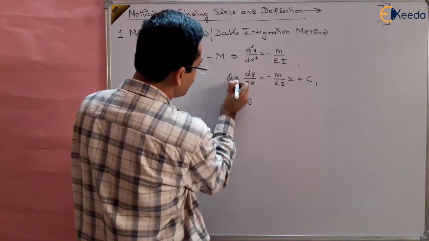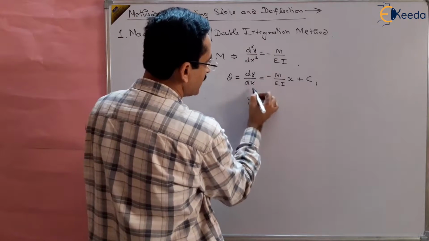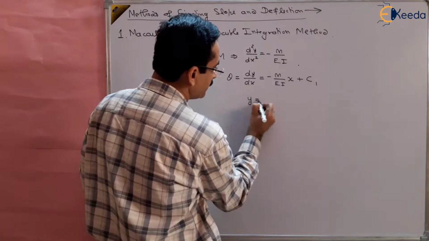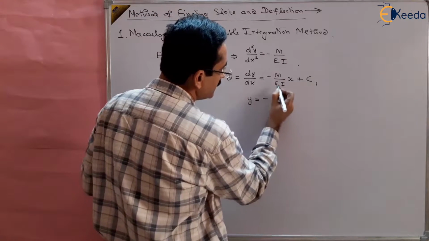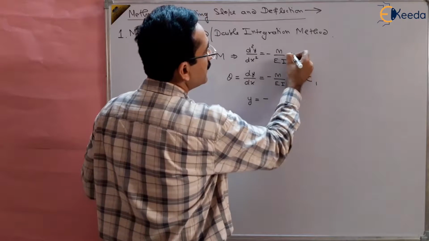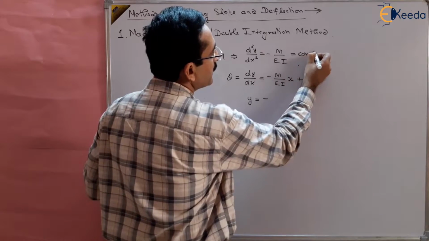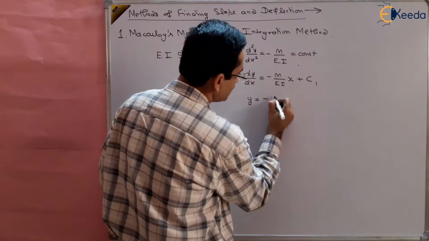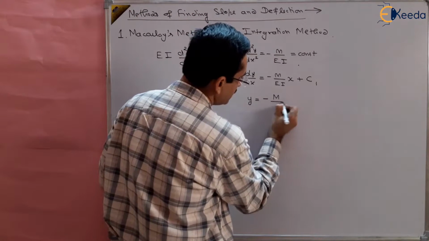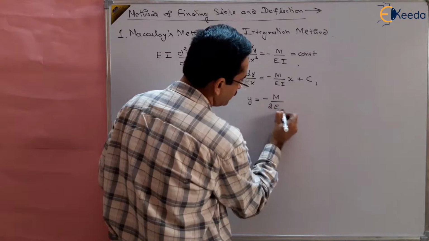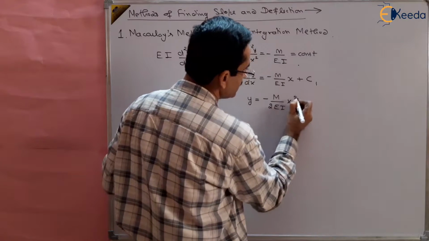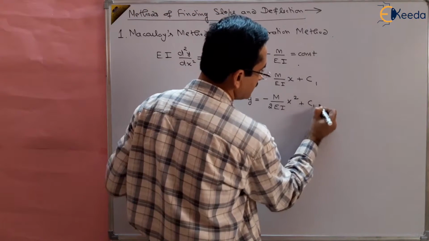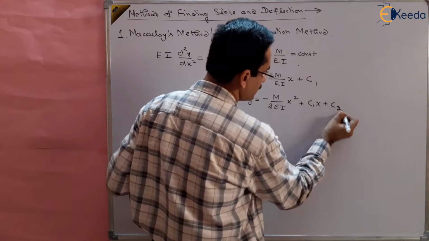This is basically slope, theta, dy by dx, tan theta, because theta is small, so we can write theta, and that will be equal to, if we again integrate it, suppose M and EI are constant, we are assuming that M and EI are constant for the time being, right? Later on we will do different questions also. So this is minus M by 2EI x square, because the integration of x is x square by 2, right? Plus c1 x plus some another constant c2.